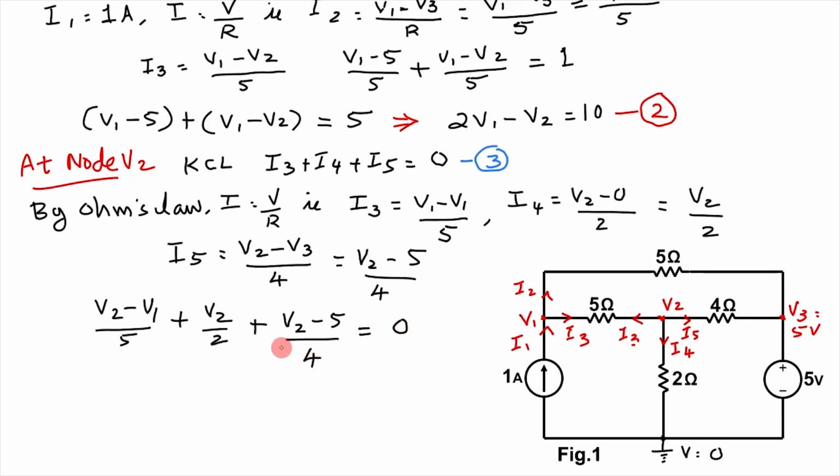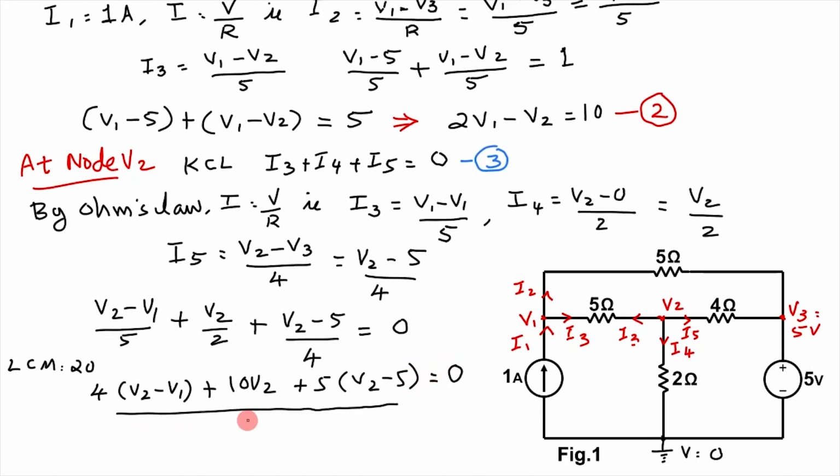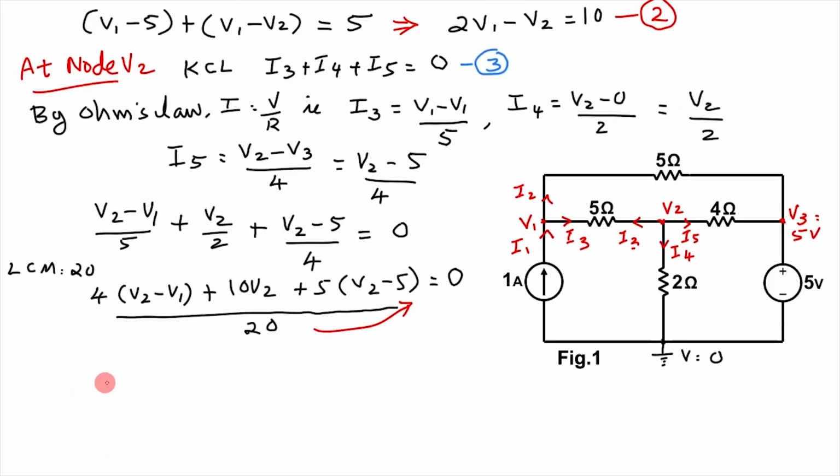By finding the LCM and expanding and then simplifying, LCM is 20. So dividing 20 by 5, 4 into V2 minus V1, plus 10 V2, plus 5 into V2 minus 5, is equal to 0 divided by that LCM 20. And this LCM is brought to the right hand side, it becomes 0. Then expanding and simplifying, we will get minus 4 V1 plus 19 V2 is equal to 25. Let this be equation 4.